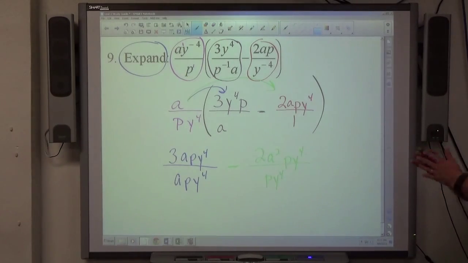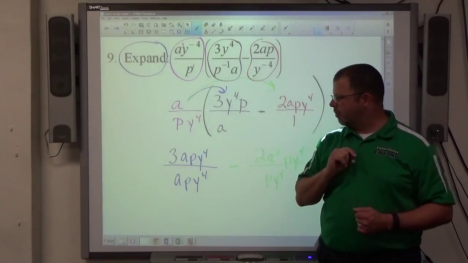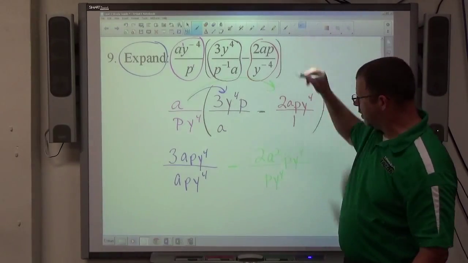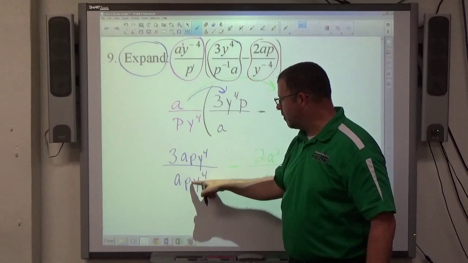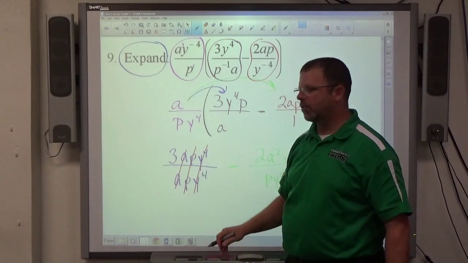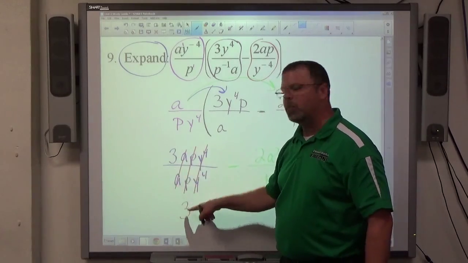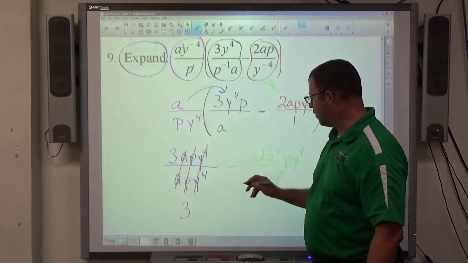After I distribute, I'm now back to a point like I was in the very first step. I want 1 of each letter, all powers positive. Well, the powers are all positive, that's good. But I've got too many A's, too many P's, too many Y's. These are exactly the same, exactly the same, exactly the same. They all cancel. The 3 didn't cancel, so it stays 3. If there weren't a 3 there, you'd have to put a 1 there. All right, be careful of that.